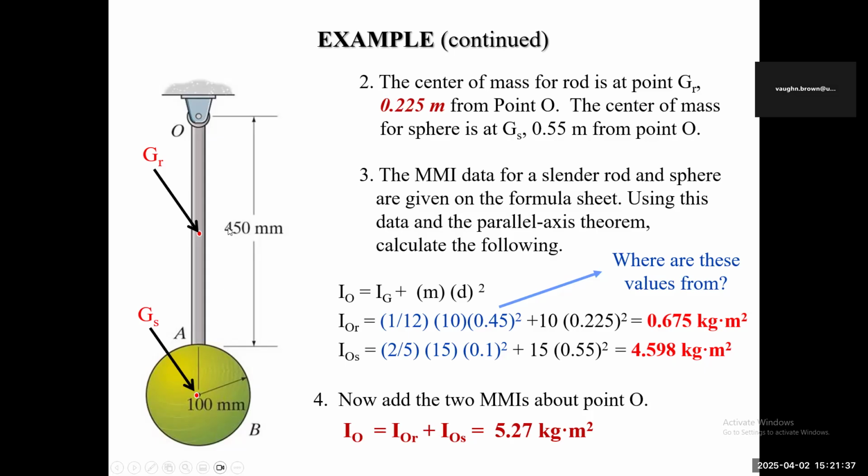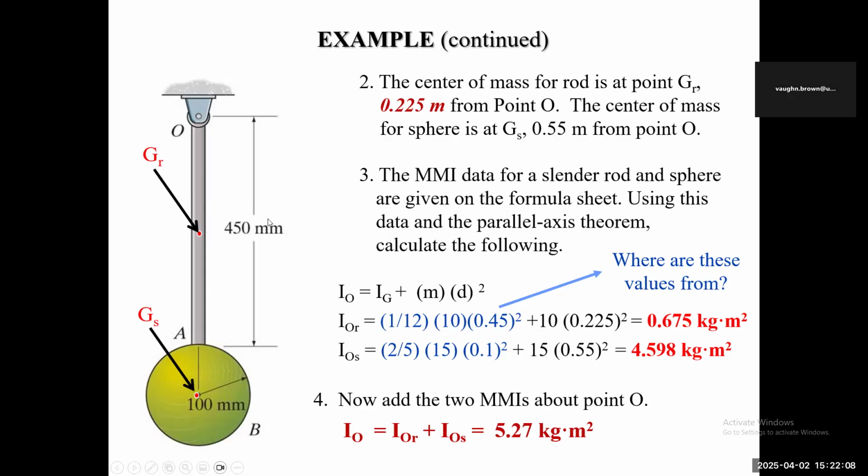You get 100 and you get 550 millimeter. You divide that by 1,000, you get 0.55 meter from O, right? So both of them are measured from O. Remember, the axis that we find the inertia about is perpendicular to O. All right, so the mass moment data for the slender rod and sphere are given on a formula sheet. So you have to look at the formula sheet for this. Now, using the data and the parallel axis theorem, you can calculate the inertia from O, right?